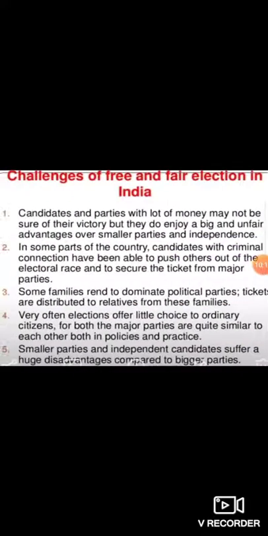These challenges exist not just in India but also in many established democracies. These deeper issues are a matter of concern for those who believe in democracy. That is why citizens, social activists, and organizations have been demanding reform in the electoral system.